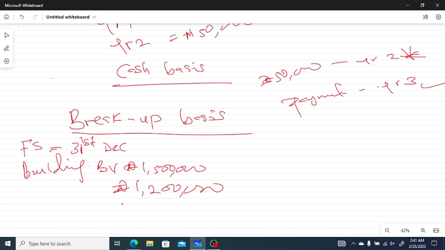Instead of carrying that building as 1.5 million, this break-up basis is saying we are to recognize this building in our books as 1,200,000.